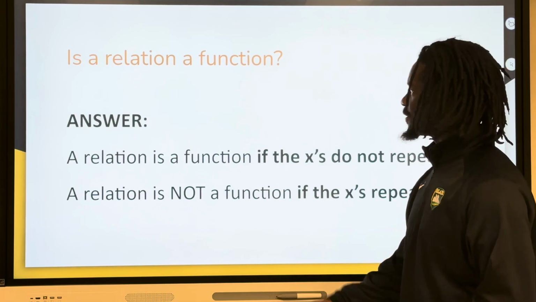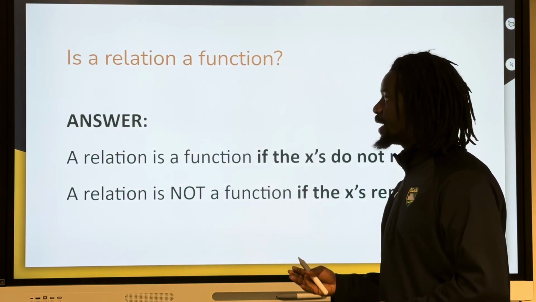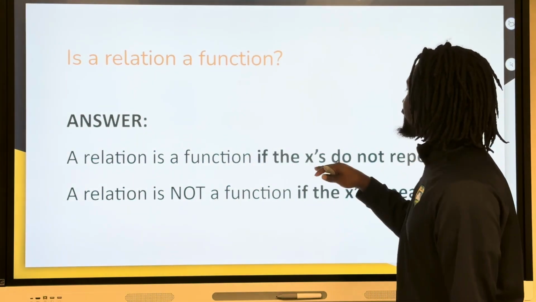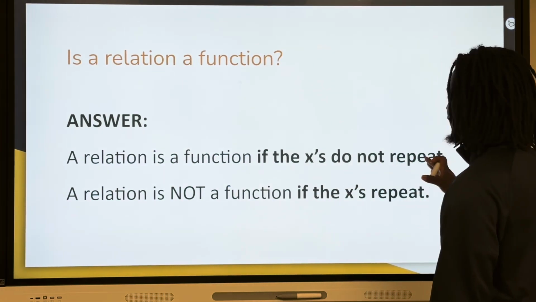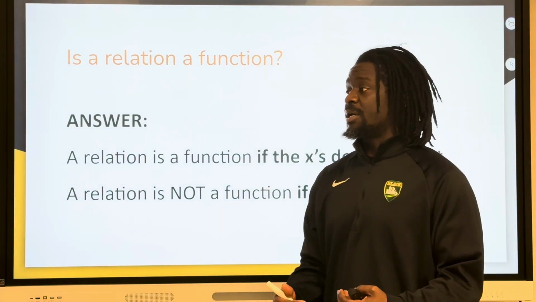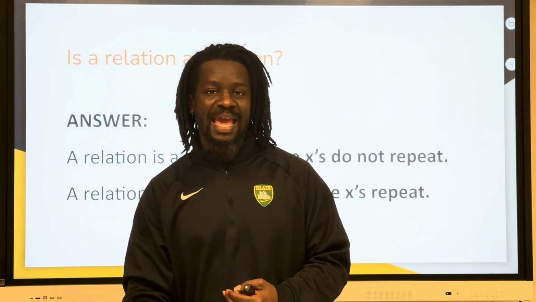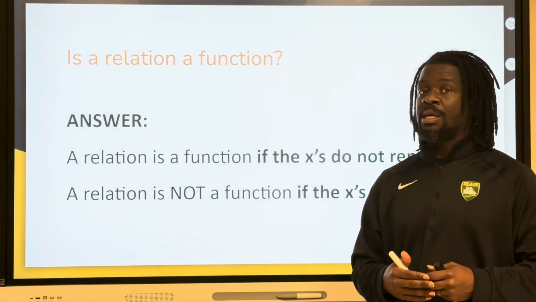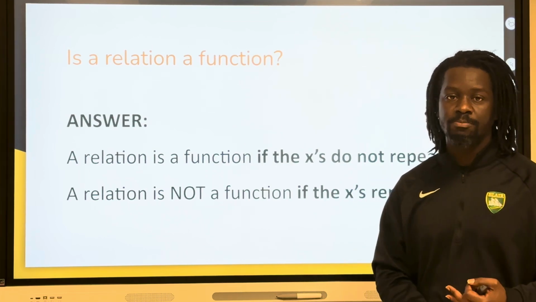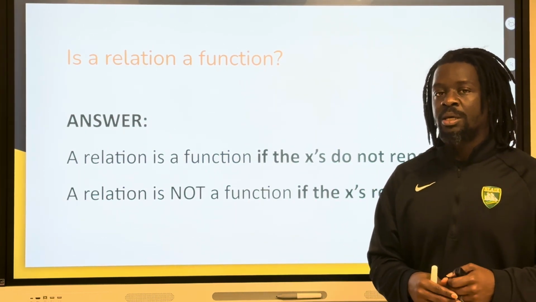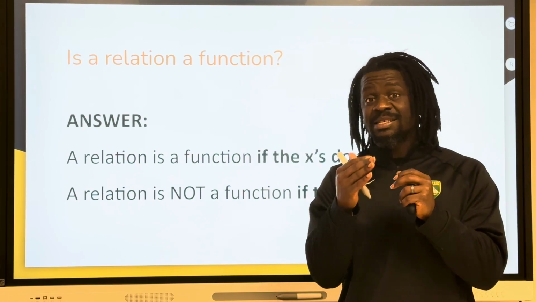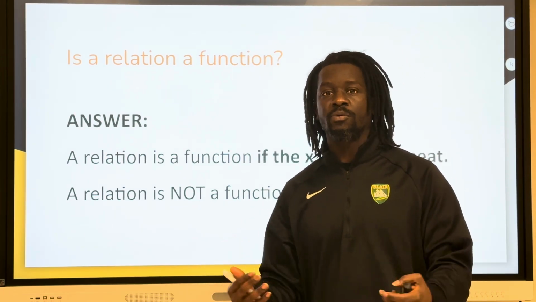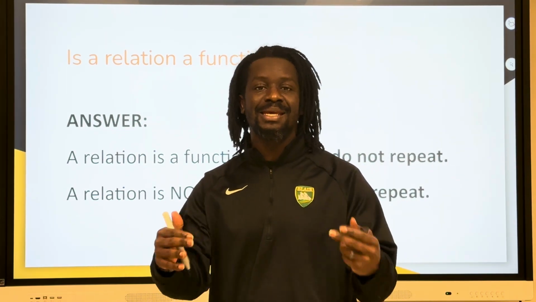All right, so the first question is: is a relation a function? Now, not all relations are functions. Only specific ones are. A relation is a function if the x's do not repeat, and a relation is not a function if the x's do repeat. You determine this if you have ordered pairs, a table, points listed, or even graphed. You look at the x's and make sure that there are no x's repeating. If they are repeating, it is not a function. If they're not repeating, it is a function.